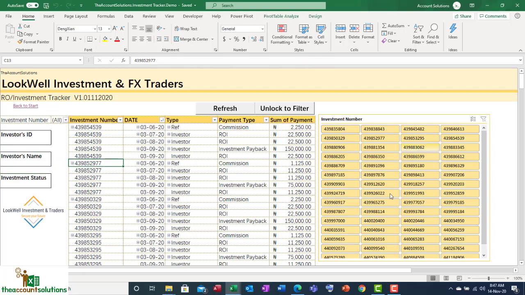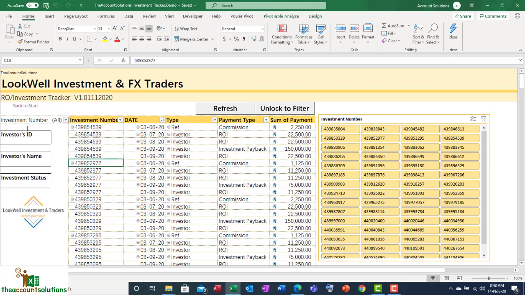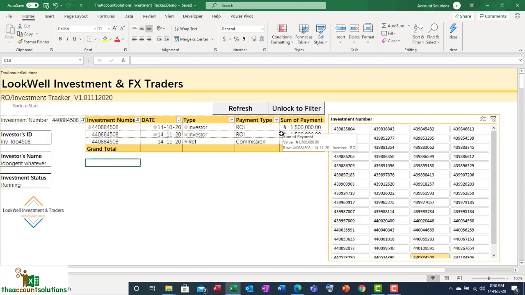So just click on any investment number if you have the number offhand, or you come to this place and search for an investment number. You can just type in any number. Let's say 440884. You can see the number there. Enter. So you see the investment ID. So who has this investment? See the ID number. This is the investor's name, and the status is running. So we've paid the commission, and we've paid only 2 ROI for that particular investment.